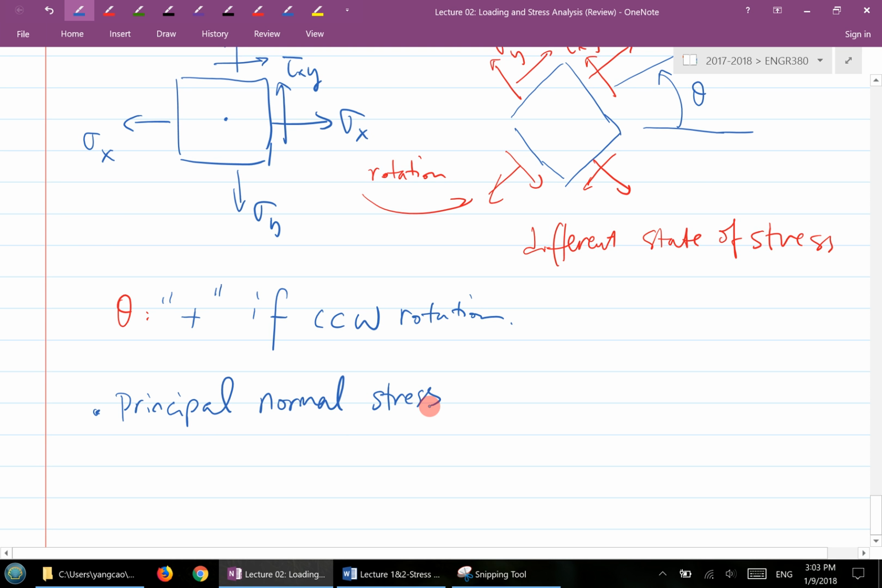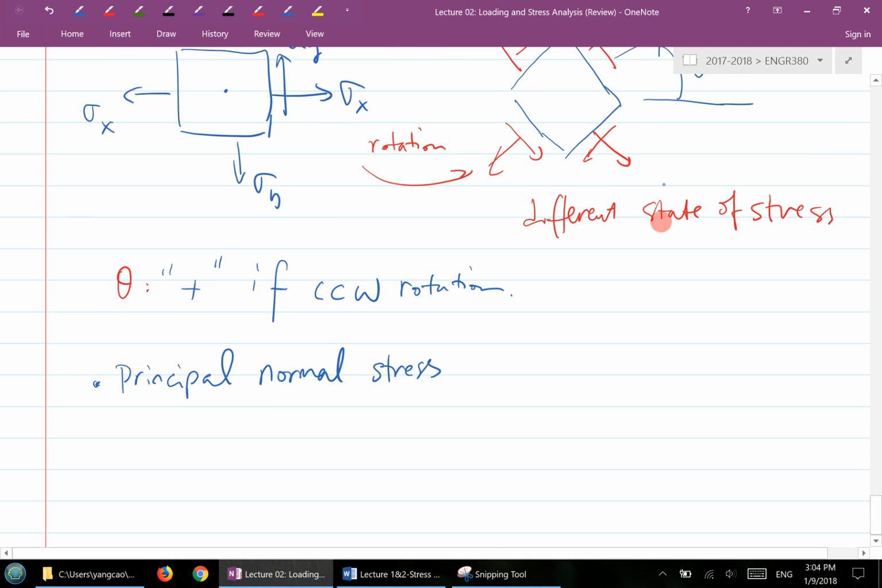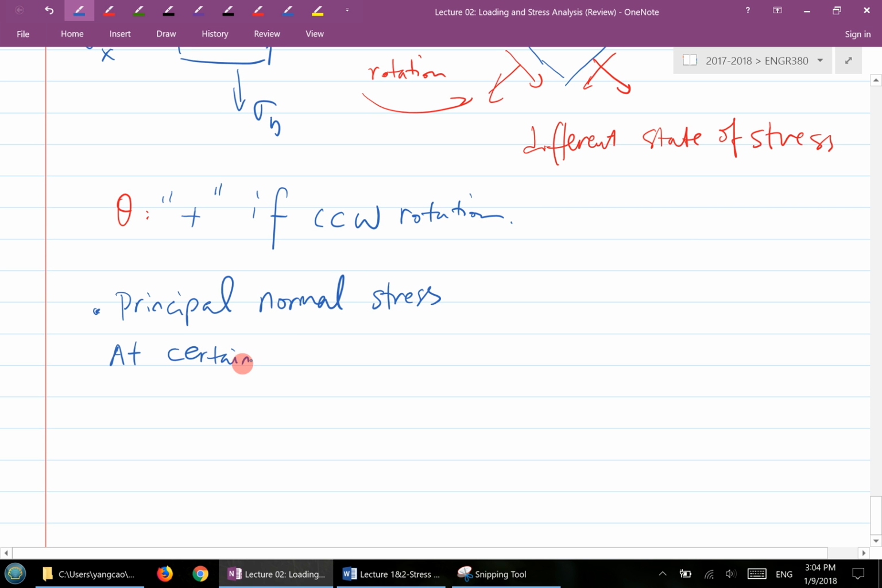Principal normal stress. What this basically means is you rotate and all of a sudden you find that the shear stress is gone, becomes zero. At that certain theta angle, all you're left with is the normal stress, and it is the maximum value for this sigma. That's the state called the principal normal stress. At a certain theta angle, sigma becomes maximum, and that maximum value is called the principal normal stress.